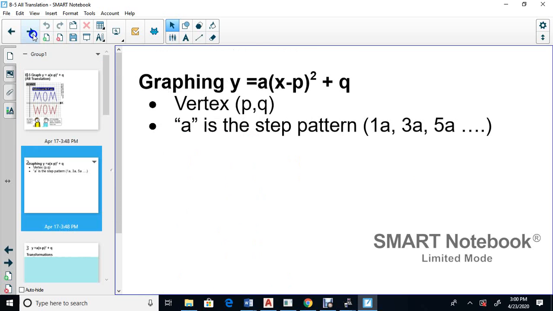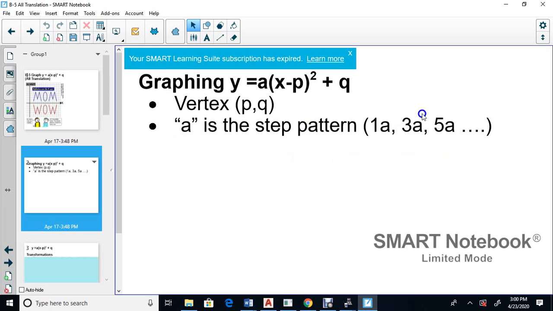Okay, let's take a look here. Graphing y equals a(x - p)². Our vertex will be the opposite sign of what's in the brackets, which will be the p, and the same sign q. That's going to be our vertex. Our step pattern is the a in front of the bracket. So it's 1a, 3a, 5a.